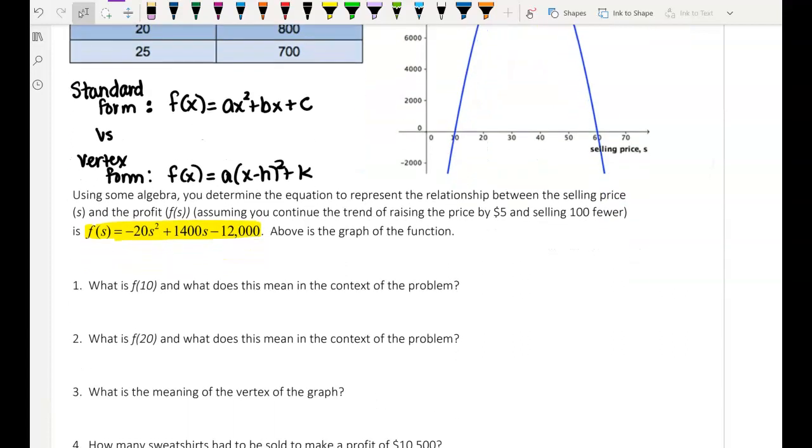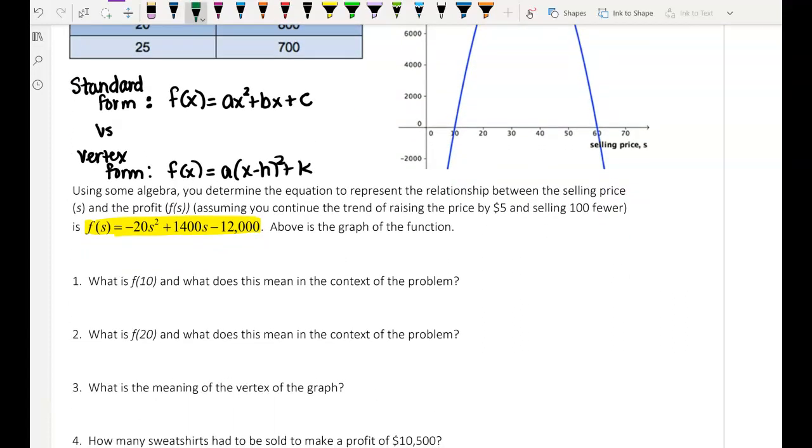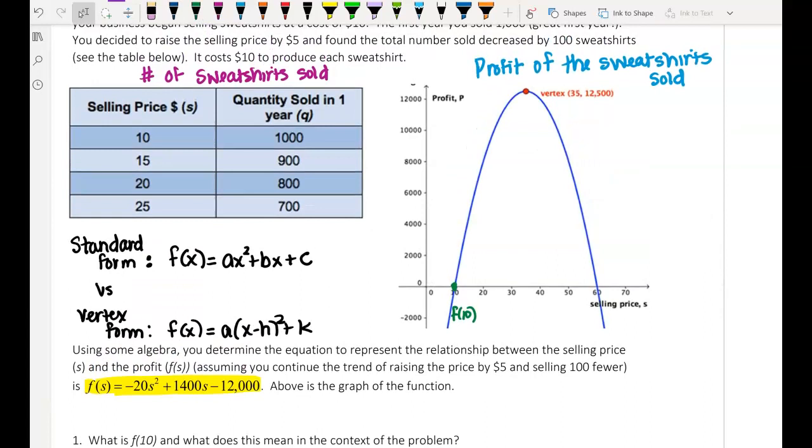So the first question here says, what is f of 10 and what does it mean in the context of this problem? Well, right here is f of 10. What does that mean in the context of this problem? And again, we're talking about the graph side. What is the value when I sell it for $10? How much profit am I making? That's really what this question is asking. When I'm selling for $10, how much profit am I making?